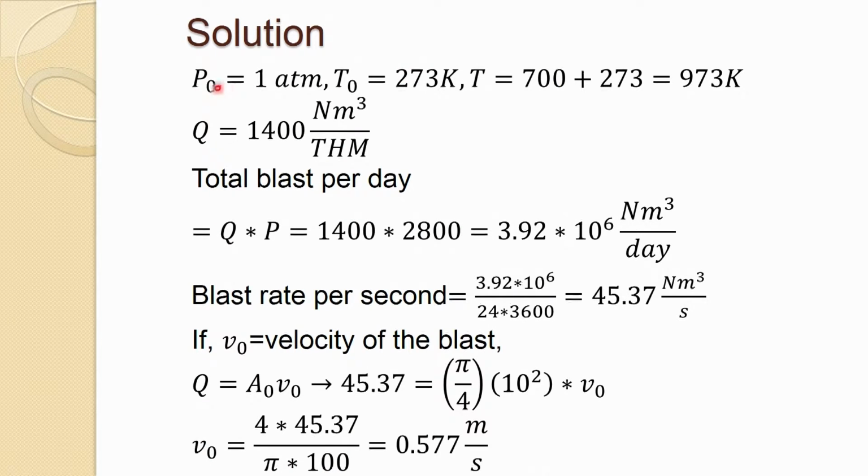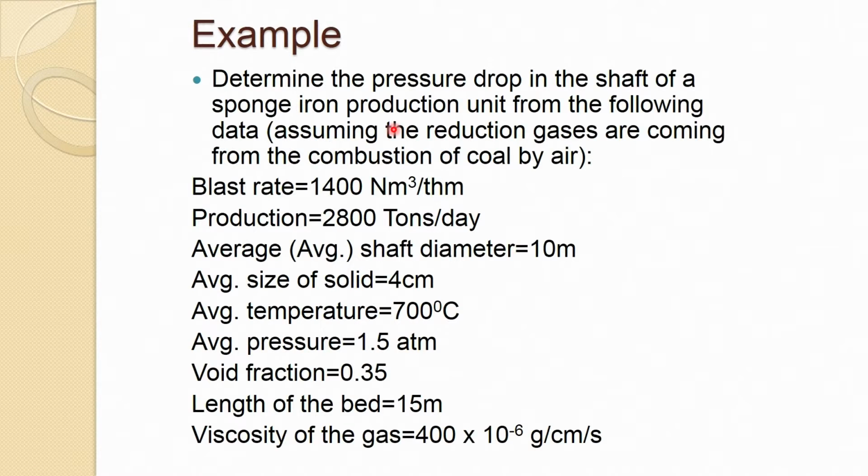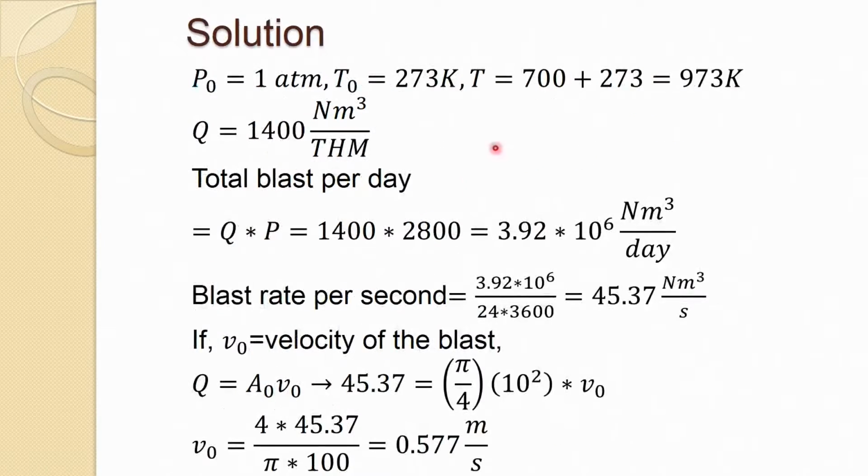So let us see, 1 atmosphere initial we can consider, and 273. Now 700 degrees Celsius the process is operating, so it is 973 Kelvin. The rate is given, the blast rate, it is 1400 normal meter cube per ton of hot metal. Actually, wherever this hot metal is, it is essentially direct reduced iron. So it is per ton of DRI.